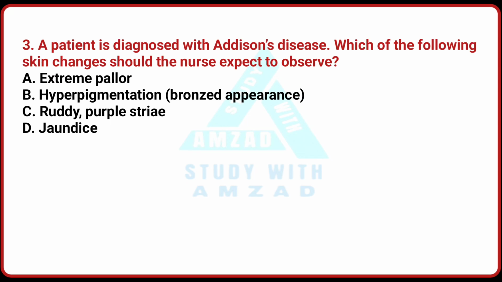Next question. A patient is diagnosed with Addison disease. Which of the following skin changes should the nurse expect to observe? Option A. Extreme pallor. Option B. Hyperpigmentation. Option C. Ruddy purple striae. Option D. Jaundice.